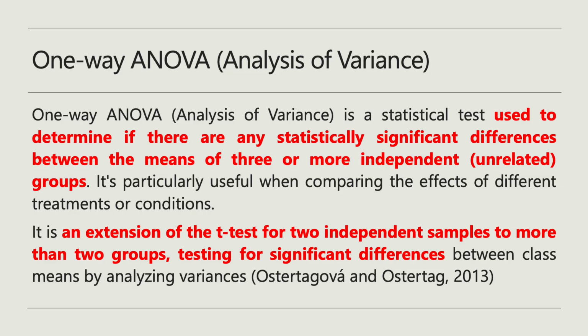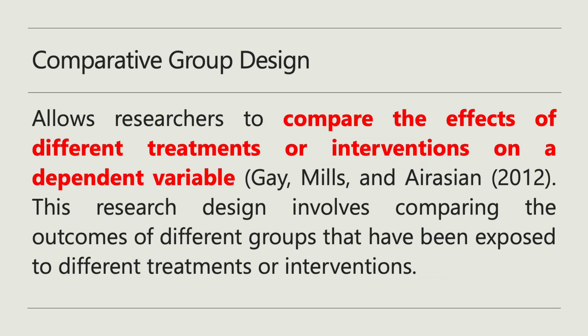One-way ANOVA, or analysis of variance, is a test used to determine if there are any statistically significant differences among the means of three or more independent, unrelated groups. Comparative group design allows researchers to compare the effects of different treatments or interventions on a dependent variable. It involves comparing the outcomes of different groups that have been exposed to various treatments or interventions.